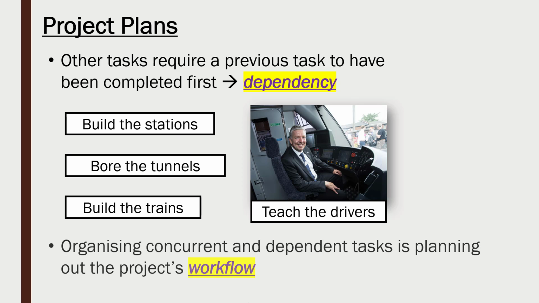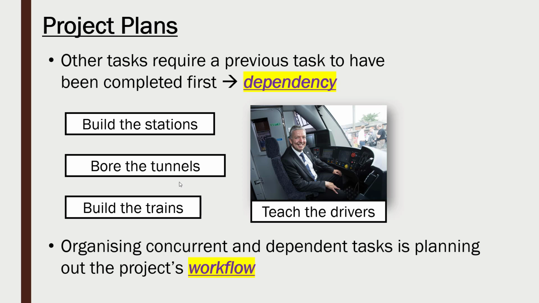So this consideration, this organising of our concurrent and dependent tasks, figuring out which ones can be done in parallel, which ones need another task to be done first, this whole process is planning out what we call the project's workflow. So workflow being another key word, workflow meaning really the order we are going to conduct our tasks in.